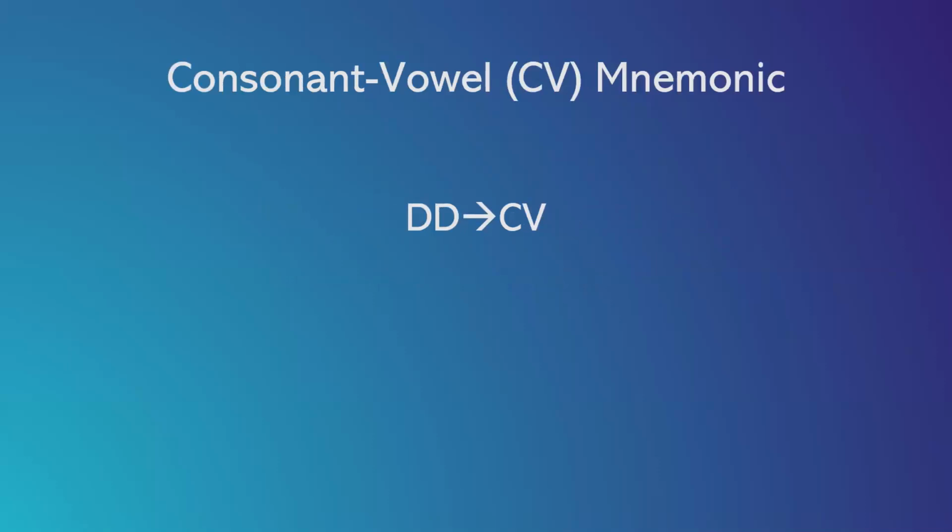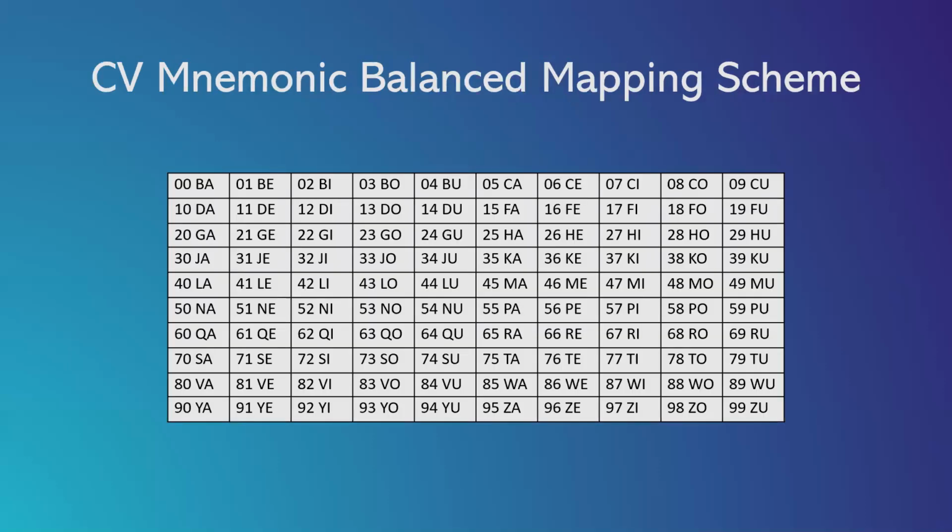So this is done by breaking up the numeric code into two-digit numeric sequences and then finding a consonant vowel combination. So this is a combination of a consonant and a vowel letter, and then combining it to form a CV mnemonic code. And for this, what we need is a mapping scheme. So this is a mapping scheme which gives us the association between the two-digit number and the CV mnemonic.